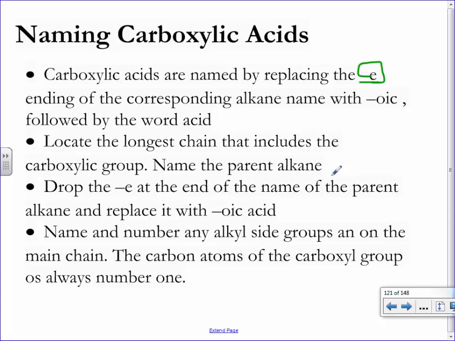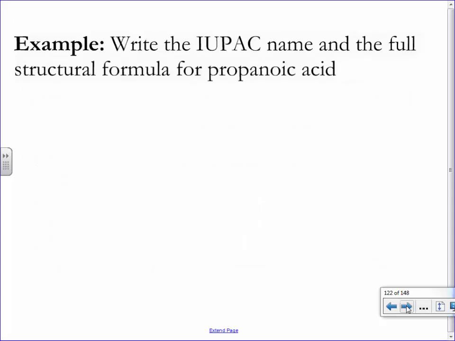Cool. That used to be one lesson. Then I decided, hey, let's merge it together with another one. So I guess we should do the example here. What's propanoic acid going to look like? 1, 2, 3 for the prop. Done.